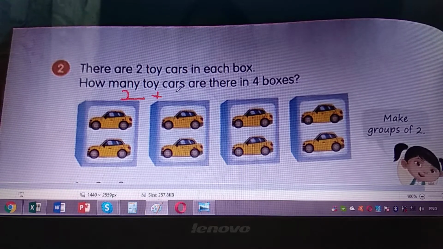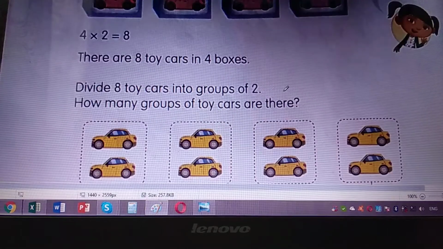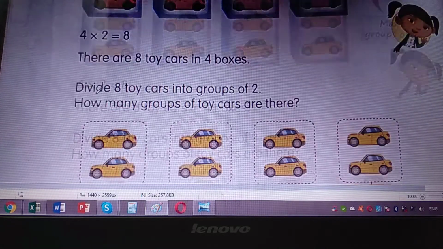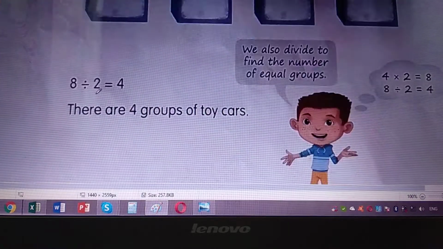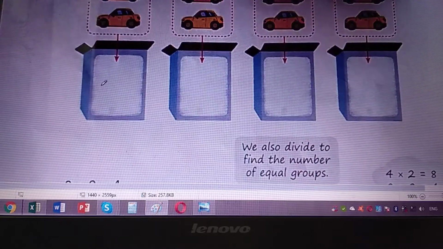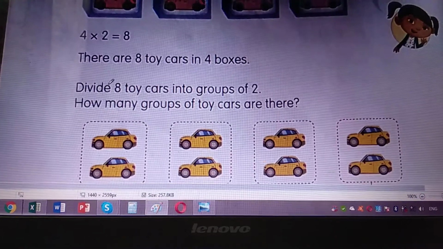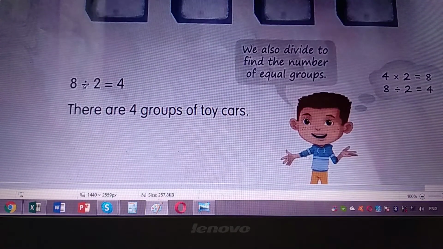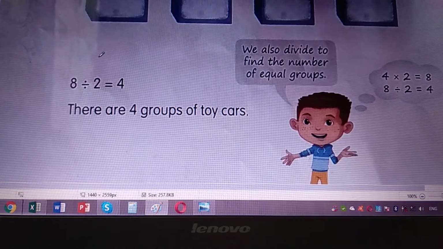2 plus 2 plus 2 plus 2 equals 8. Same thing as saying 4 of 2 equals 8. And in division, you want to divide 8 toy cars into 4 boxes. So 8 divided by 2 equals 4, or 8 divided by 4 equals 2. Same thing. It won't change a bit.